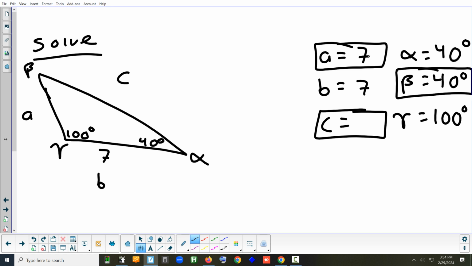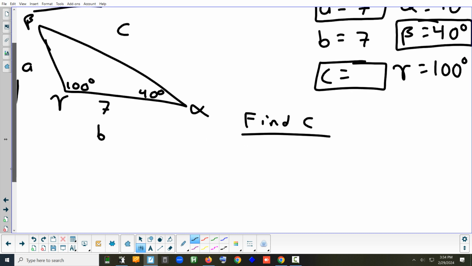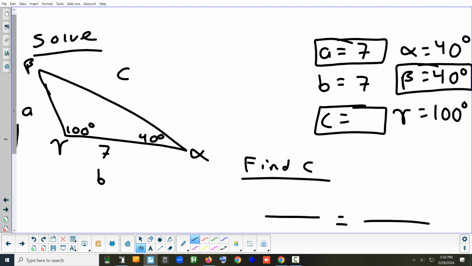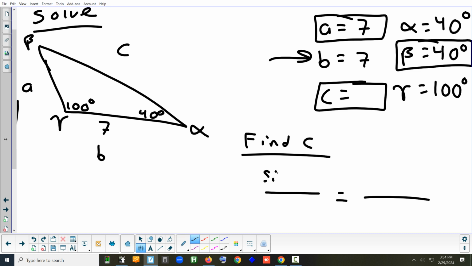All right, so to find C, that's where we need the law of sines. On the left, we always want to fill in the row that we're most confident about. In this case, we really have two rows, so it doesn't matter. We're filling in that row: the sine of 40 over 7. Whether you think of it as row 1 or row 2, it's the same row because it's isosceles. But what goes on the other side to solve for C? The sine of 100 over C.